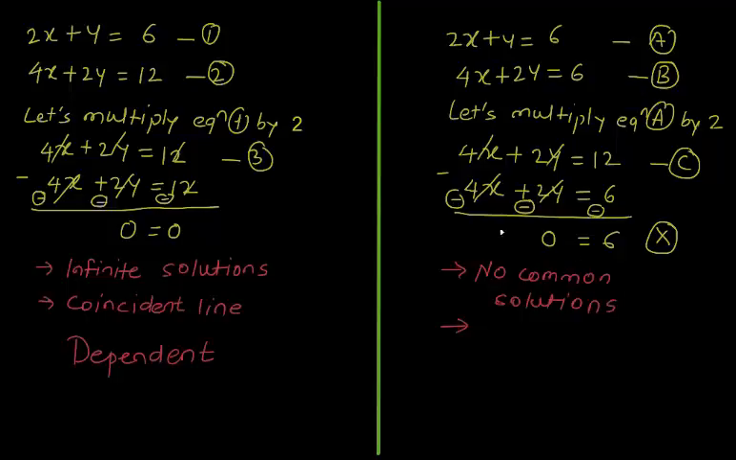On a graph, the lines representing these two equations are parallel lines. So these are parallel lines, and as 0 is not equal to 6, this is a case of an inconsistent pair of linear equations. So these two linear equations are inconsistent. So these are the two special cases of linear equations.